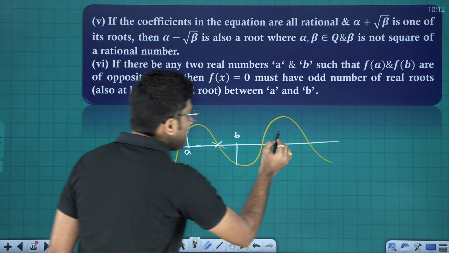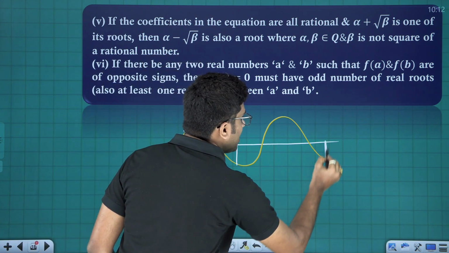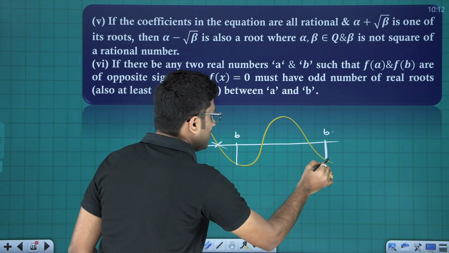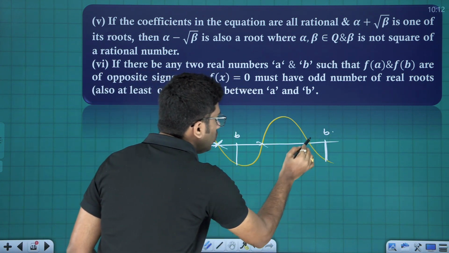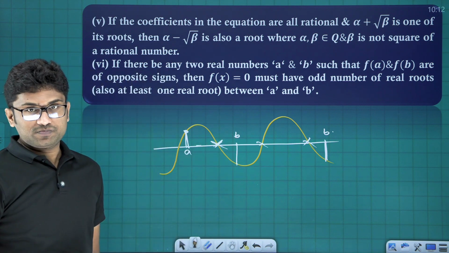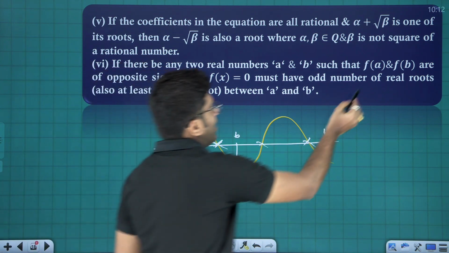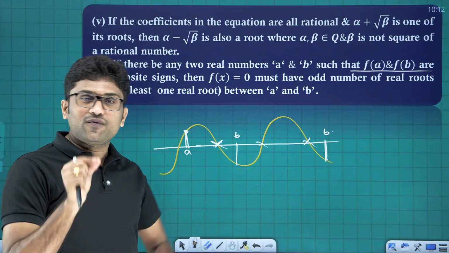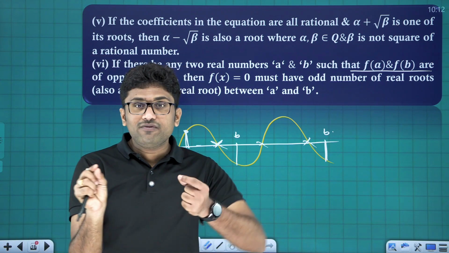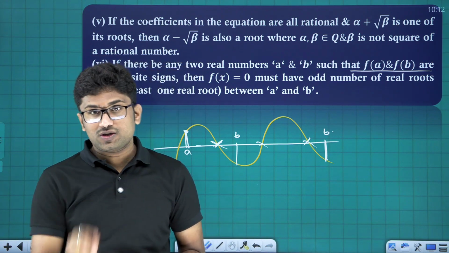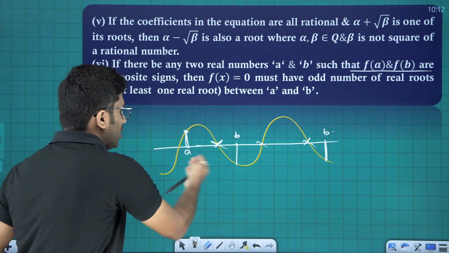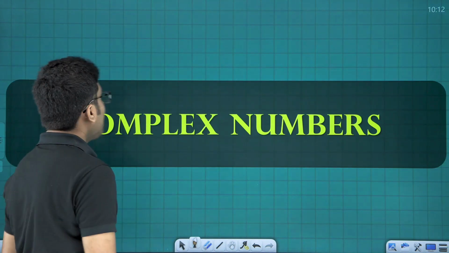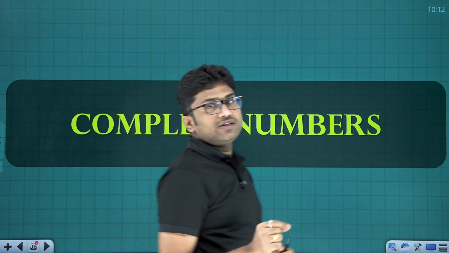Suppose you take b here. Now f of a is positive and f of b is negative, that means 1, 2, 3 real roots. So if f of a and f of b are any two values having opposite signs, then for sure in between a and b we will have an odd number of real roots, either 1, 3, 5, something in that way from this graph. So with that we are done with quadratic equations.